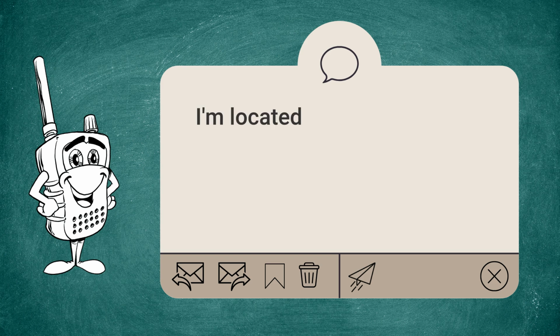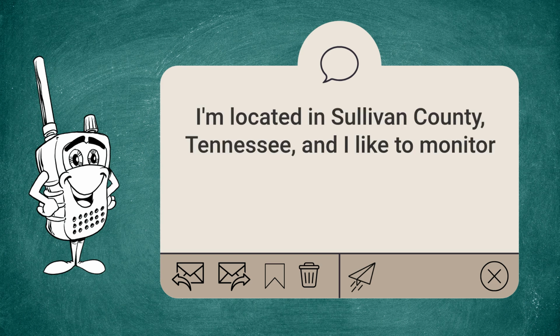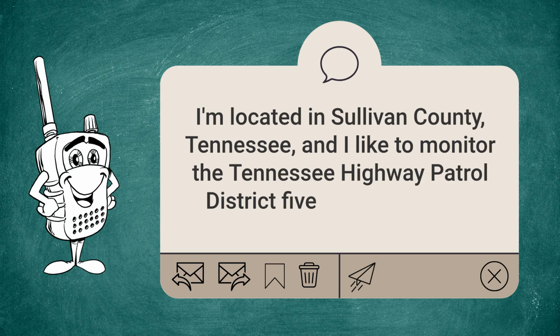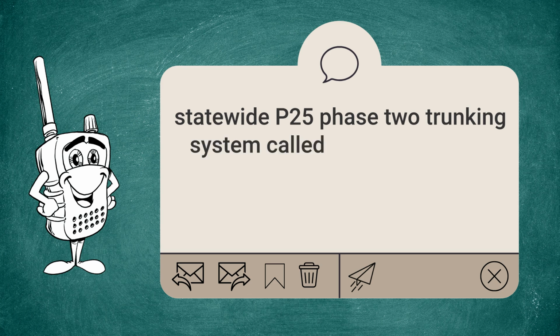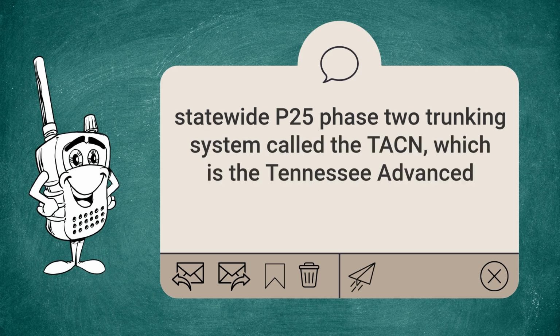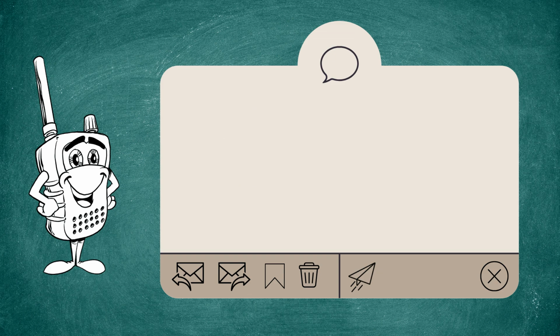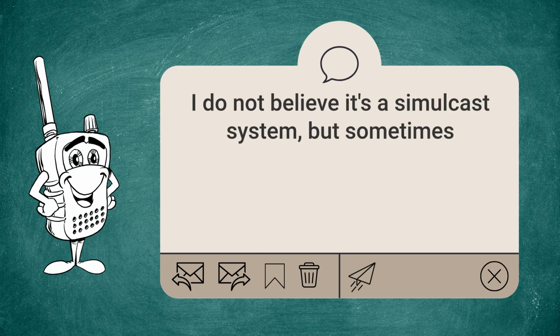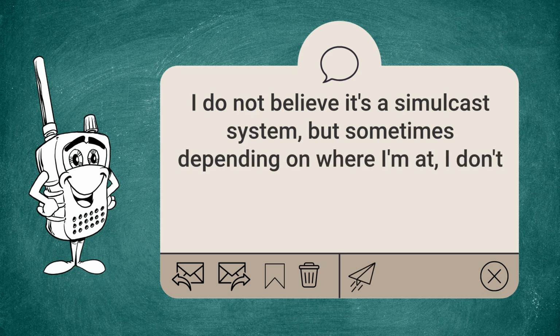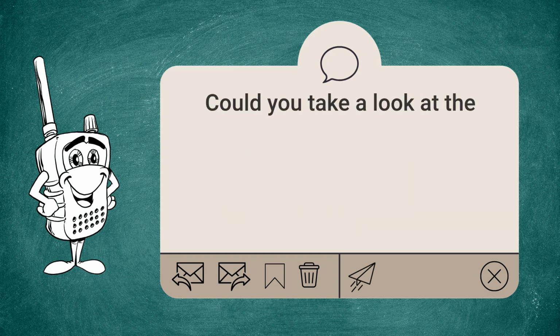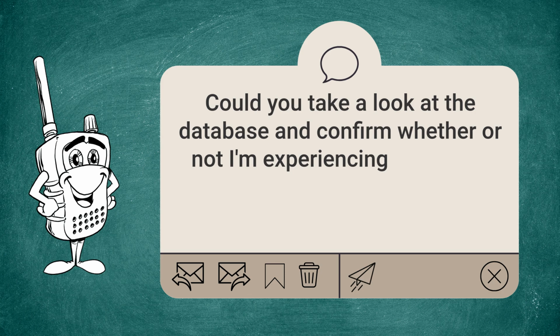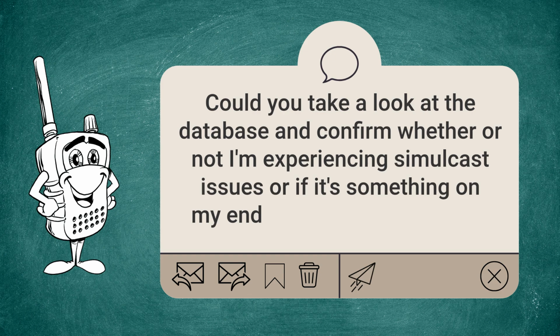Dylan says, I'm located in Sullivan County, Tennessee, and I like to monitor the Tennessee Highway Patrol District 5 dispatch on the statewide P25 Phase 2 trunking system called the TACN, which is the Tennessee Advanced Communications Network. I do not believe it's a simulcast system, but sometimes, depending on where I'm at, I don't receive all of the transmissions or they come in garbled. Could you take a look at the database and confirm whether or not I'm experiencing simulcast issues or if it's something on my end? I'm using a BCD 536 HP.